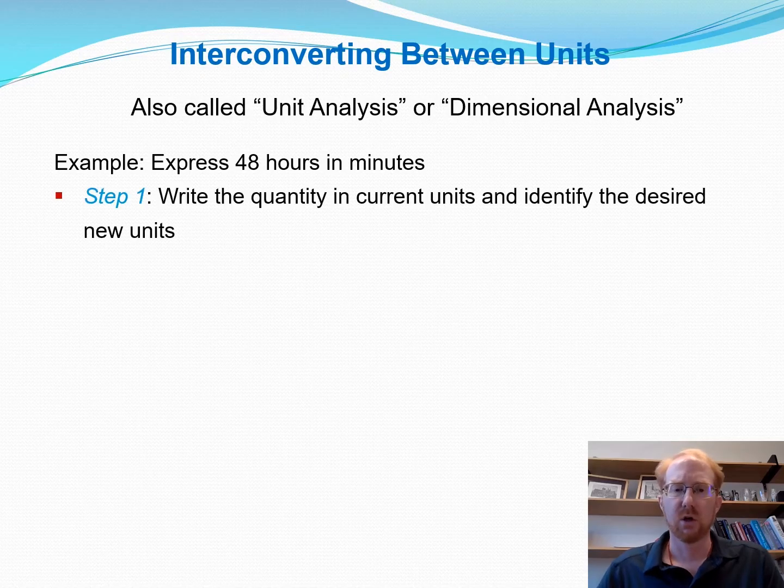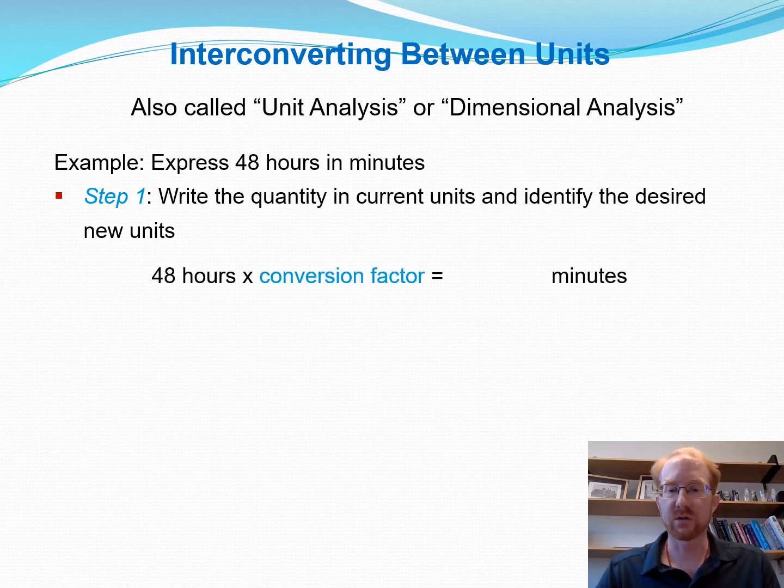So the first step is write the quantity in the current units and identify the new unit. So basically, we write our 48 hours plus our conversion of whatever we need to do to switch into minutes. What this does is tell us the units that we're starting with and the units that we're ending with, so we can figure out how to make that conversion from one thing to the other. And that's what that conversion factor is.